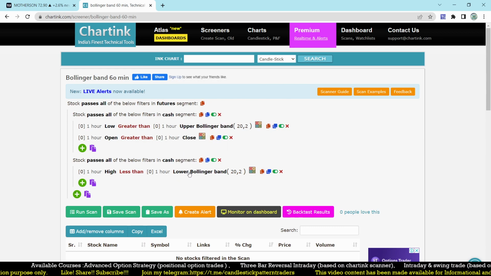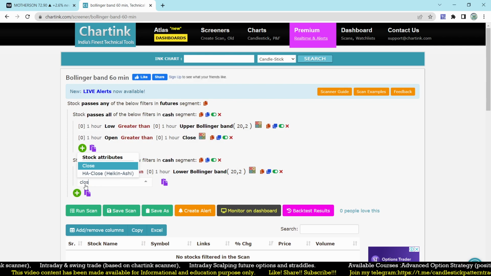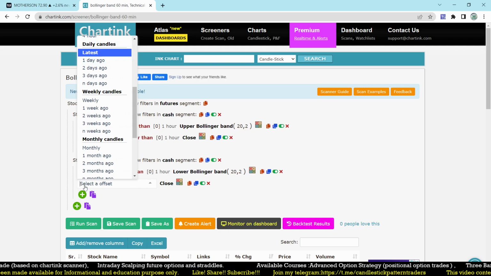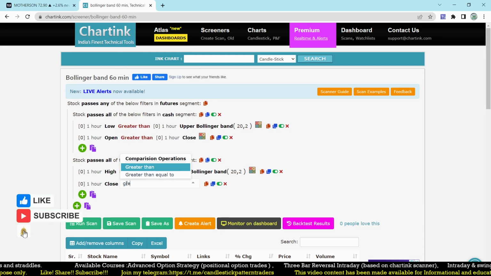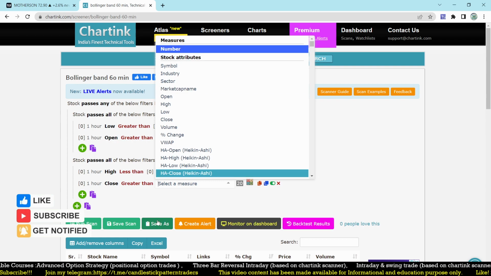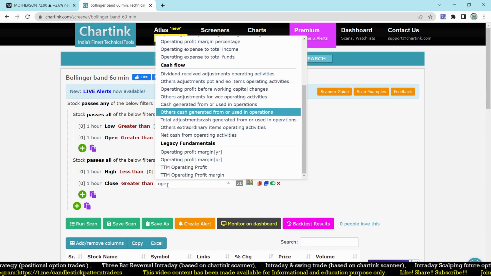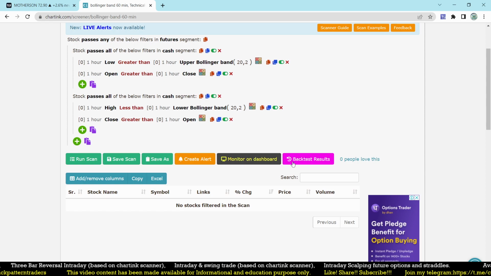The lower Bollinger Band should be the condition we focus on. Now we can use any condition, and we can create one on the close: that first 1 hour candle must have a close greater than the open. That means a positive candle, right?